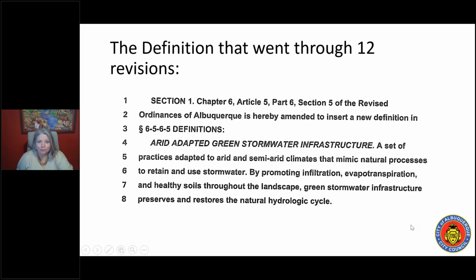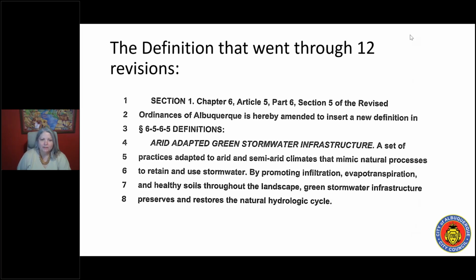This went through 12 revisions. And so we had a lot of folks that had differing opinions on what this should be. I will not read this to you, but this is what Albuquerque came up with in terms of what our definition for stormwater and green stormwater infrastructure should be. And I think it's good. We had some of the best experts working through this with us. So I'm very happy with the definition that we came to.